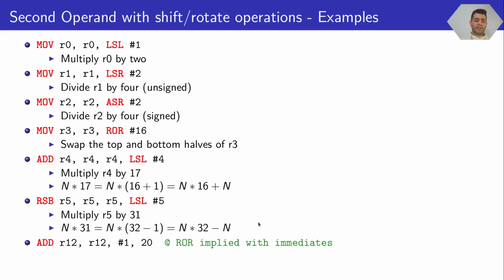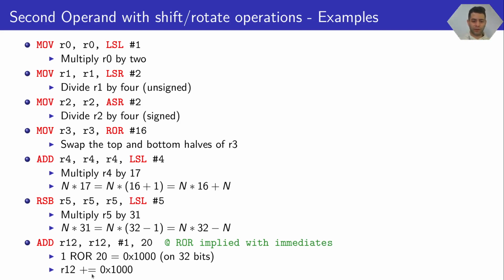Okay, final example. This is quite strange, because here we have a value but without the hash, and this specific way of writing an instruction means that the ROR operation is implied. So here we have 1, and we are rotating right by 20 positions the bit in the least significant byte, and 1 ROR 20 corresponds to 0x1000.